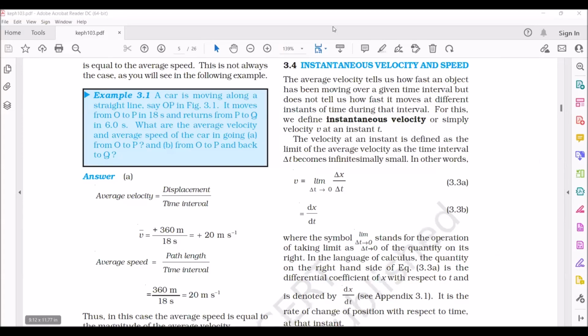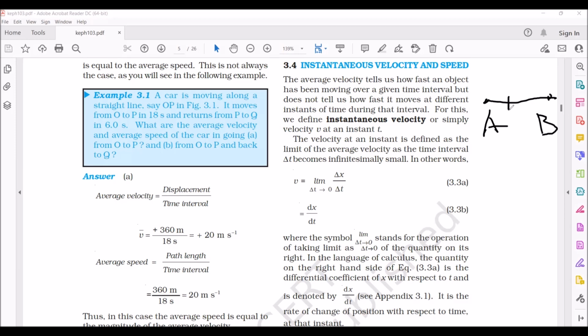Now we are discussing what is instantaneous velocity and what is instantaneous speed. We already discussed what is average velocity. Average velocity tells how fast an object moves in a given time interval from a point A to point B. If this is a point A and this is a point B, how fast the object is moving from A to B.